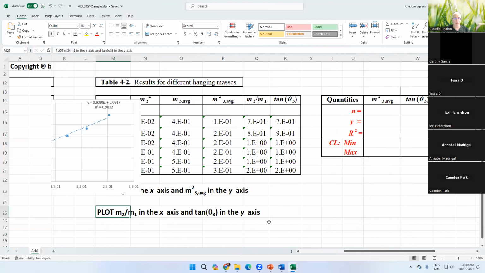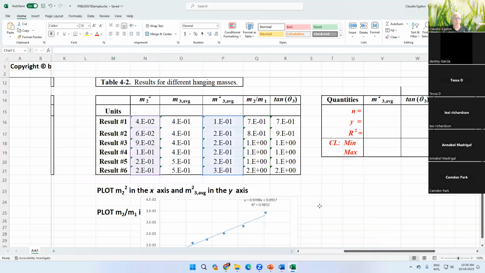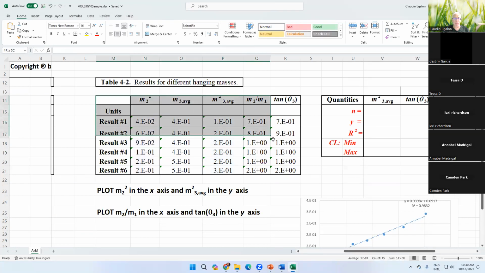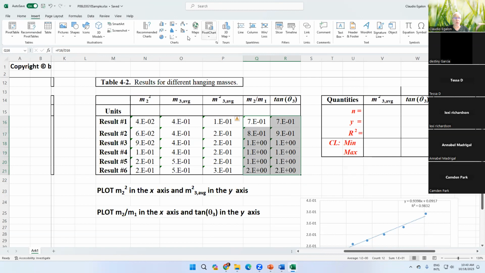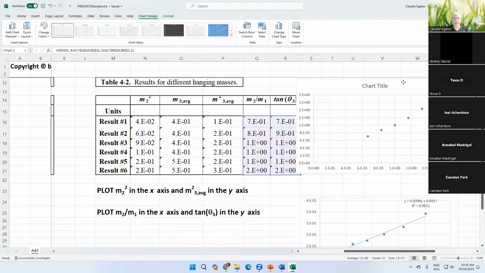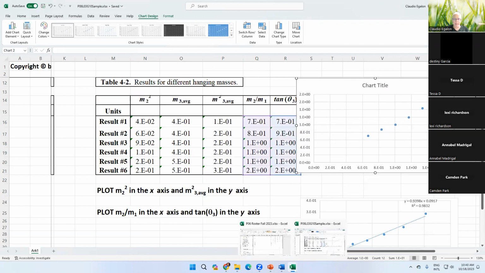And we have to plot another graph: the ratio of M2 divided by M1, just like you see here. Don't forget, those are all results. Here you go, that's the one: tangent of theta 3 versus M2 divided by M1. Let's insert the chart. Another straight line. Are we supposed to get a straight line? How do we get that?